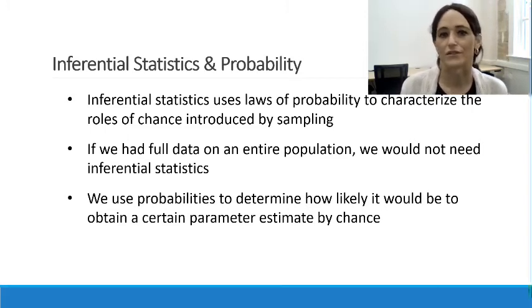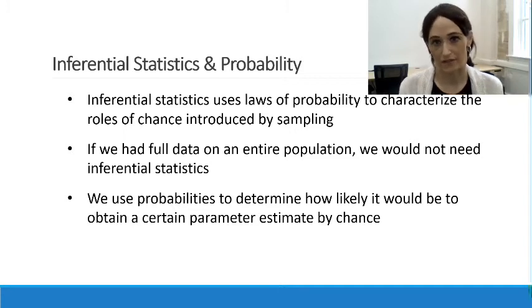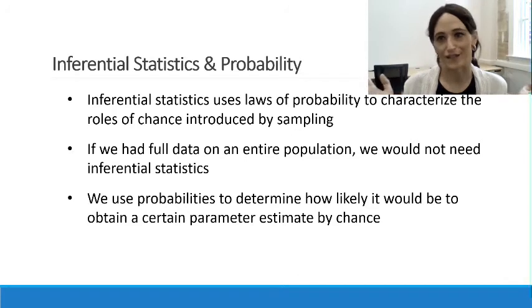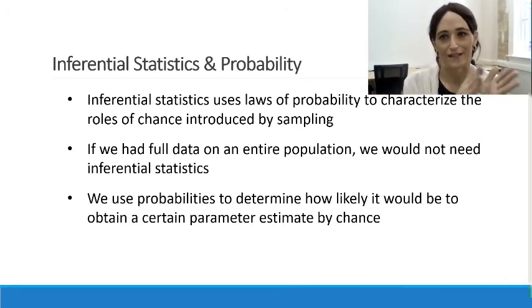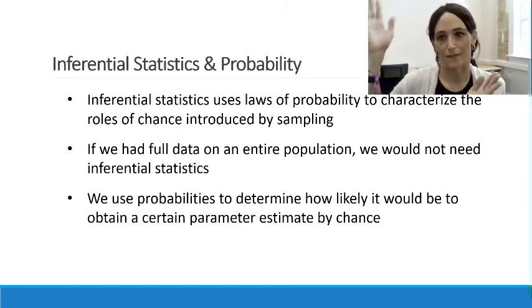Okay, so inferential statistics uses the laws of probability to talk about the role chance plays in affecting our results. The chance that we're thinking about is that which is introduced by sampling. If we have full data on an entire population, we would not need inferential statistics, because we're taking statistics from a sample to say something about a larger population.